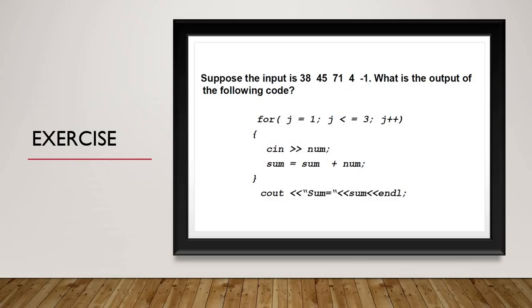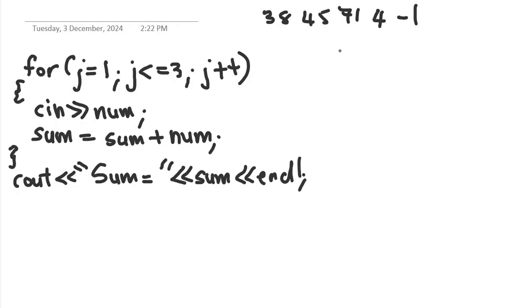It is not necessarily for you to use those 5 numbers, but you have to look at the coding and see how many times the loop will repeat. It is not compulsory to use all those input numbers. So let's now try to do some tracing for this exercise.